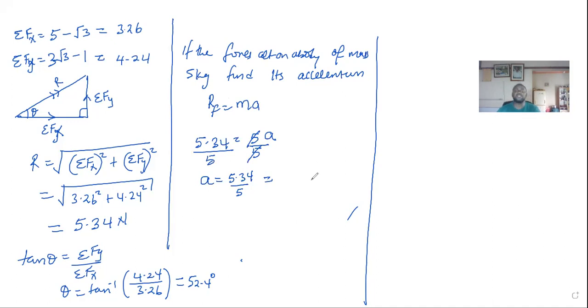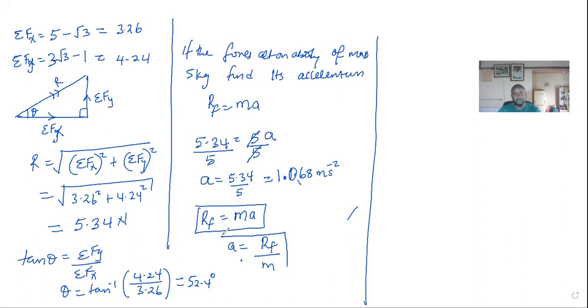You'll find some of these questions asking you such, which will give you 1.068 meters per second squared. When you confirm with the calculator, is that the answer? It's 1.068. So therefore, one should know that whenever resultant force is mass times acceleration, you can deduce acceleration from the resultant force out of the mass. Then you can have the answer. Okay.